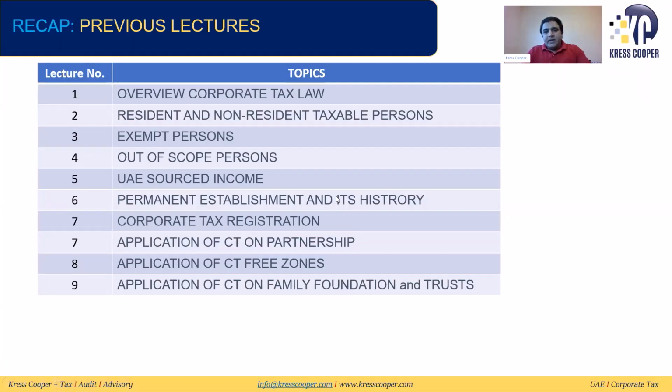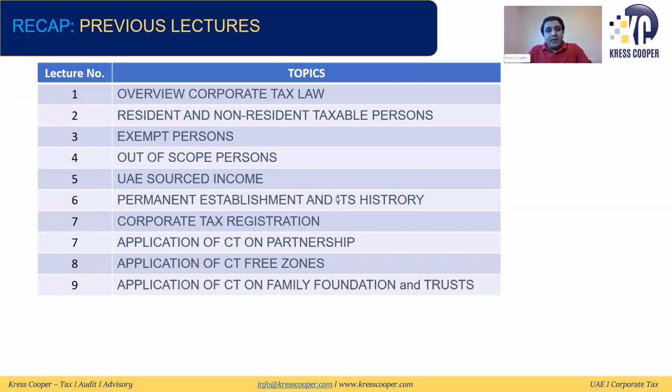In our previous lectures, we have discussed till now the overview of the corporate tax law. We have discussed resident and non-resident taxable persons. We have discussed exempt persons in our fourth lecture. We have discussed out of the scope persons in our fifth lecture. We discussed UAE sourced income. We have discussed permanent establishment and the history of the permanent establishment. We have discussed corporate tax registrations.